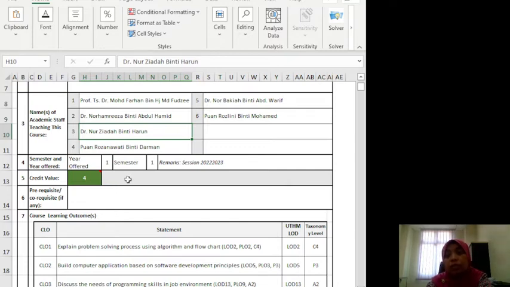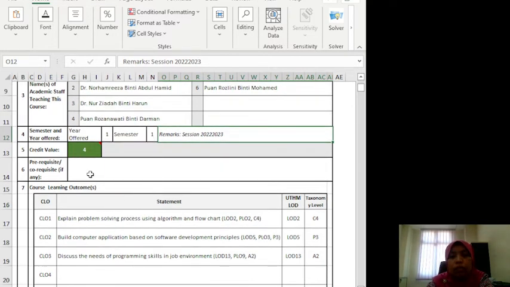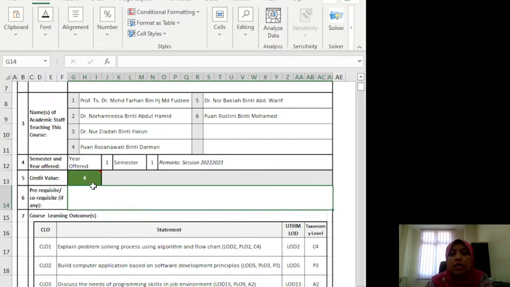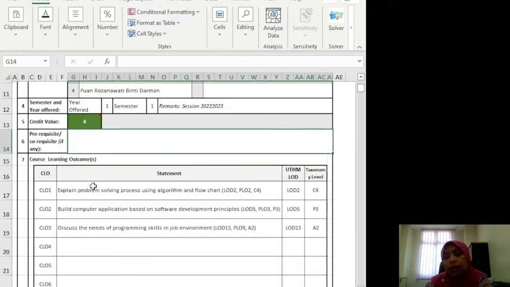Supposedly you need to take this course in semester 1. In this semester 2022-23, the credit value is 4, quite high for this credit. Here it is 3, 2. This 4 means the weightage is very high. Make sure that you understand this course thoroughly. You must understand it really well.